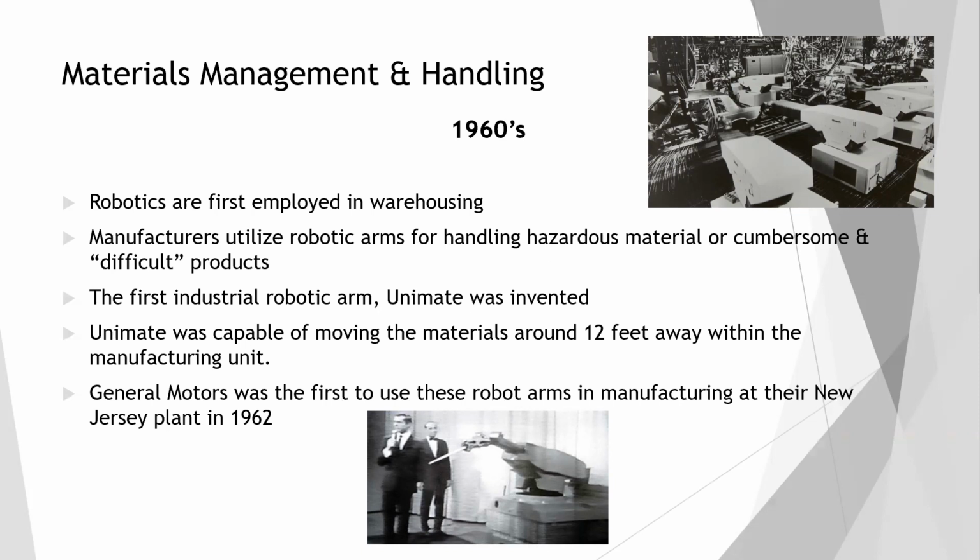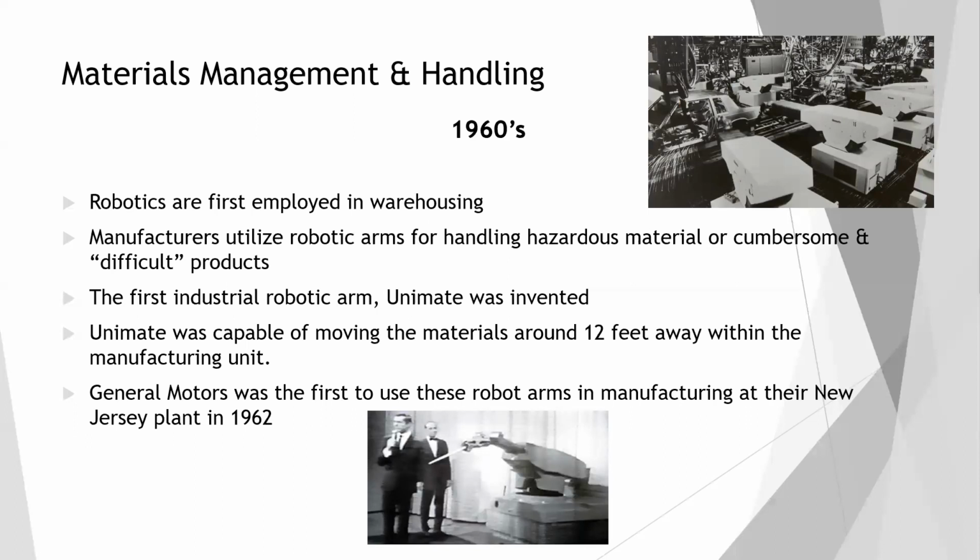Manufacturers started to utilize robotic arms for handling things like hazardous material or what they called very difficult products. So especially when it was dangerous for a human to handle them, they turned to robotic arms. And the first industrial robotic arm was Unimate. Unimate was capable of moving materials around about a 12-foot radius within a manufacturing unit. And you see the picture on the bottom here. This is the Unimate being demonstrated. So you can see what it looks like. It almost looks like something out of a Star Wars movie.